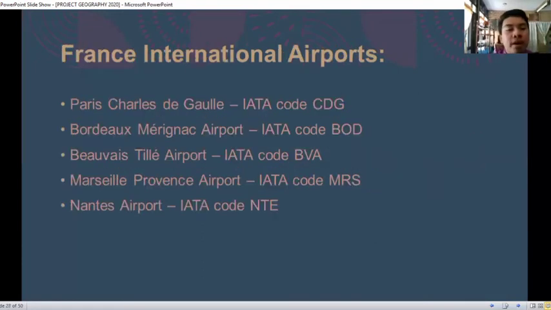Next, France International Airports. First, we have Paris Charles de Gaulle, IATA code CDG. Bordeaux Mérignac Airport, IATA code BOD. Beauvais-Tillé Airport, IATA code BVA. Marseille Provence Airport, IATA code MRS. And last but not least, we have Nantes Airport, IATA code NTE.